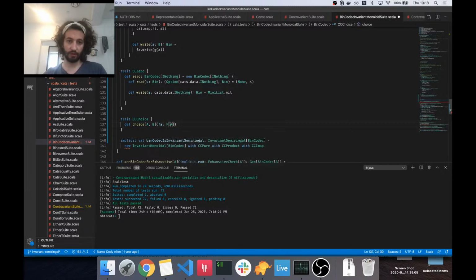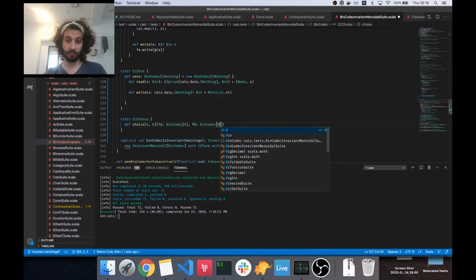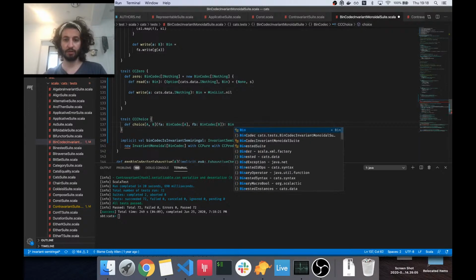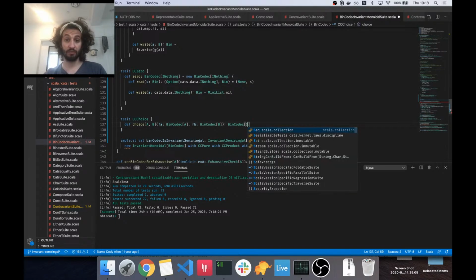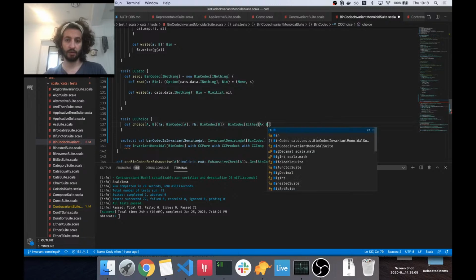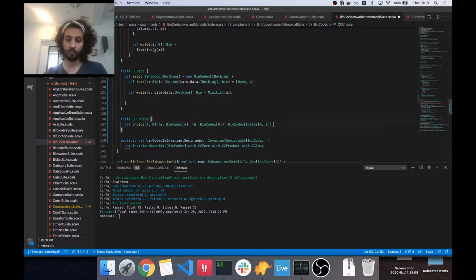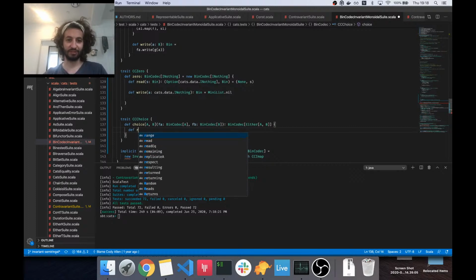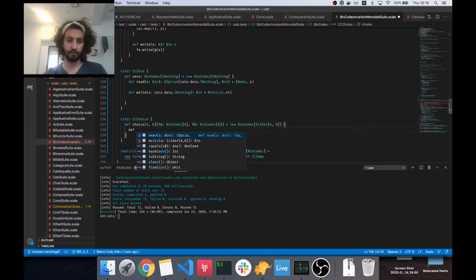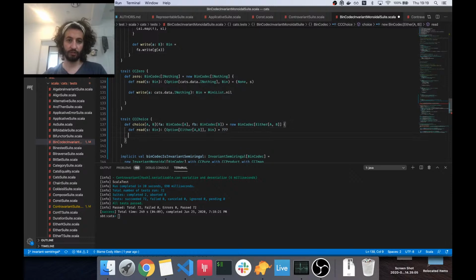So given a BinCodec for some type A and a BinCodec for some type B, give me a BinCodec for the sum type of those, which is Either A, B. This is gonna be fun. I'm looking forward to this. But oh, I need to do new. Yeah. So now read gives us this, and write gives us this. So the write case, I think, is a bit easier.